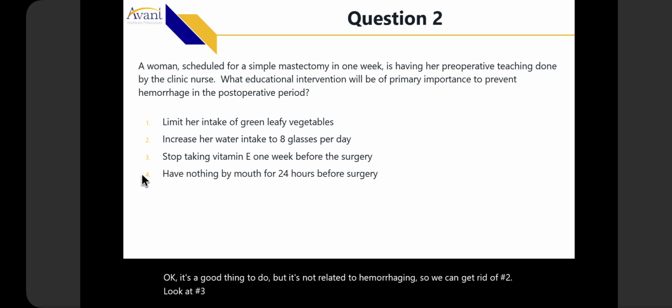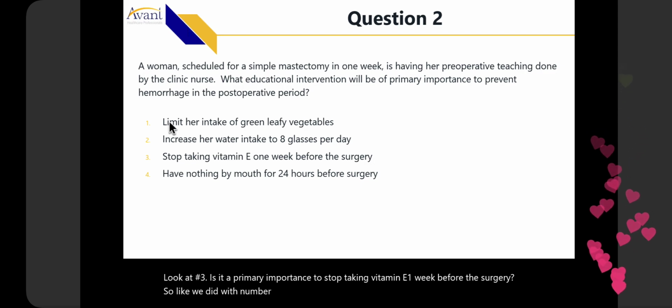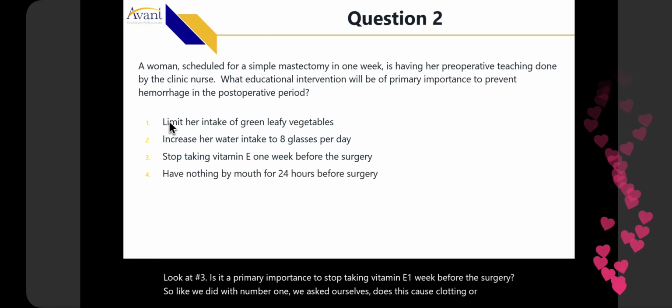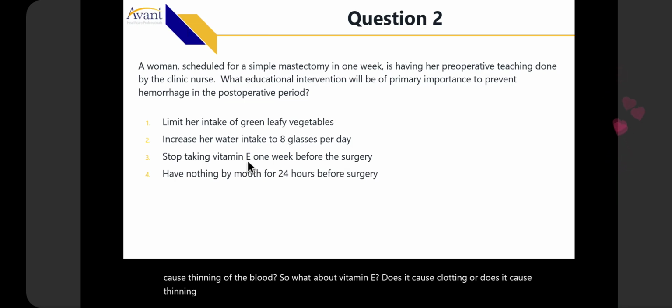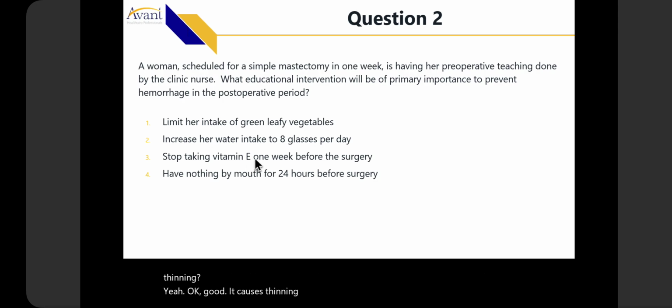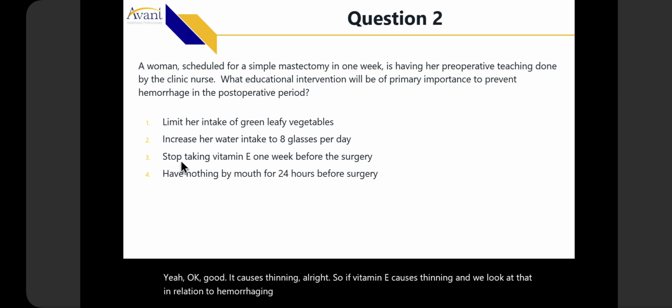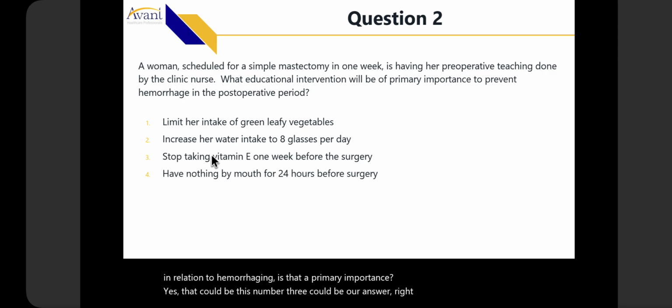All right, look at number 3. Is it of primary importance to stop taking vitamin E 1 week before the surgery? Okay. So, like we did with number 1, we asked ourselves, does this cause clotting or does this cause thinning of the blood? So, what about vitamin E? Does it cause clotting or does it cause thinning? Yeah. Okay. Good. It causes thinning. All right. So, if vitamin E causes thinning, and we look at that in relation to hemorrhaging, is that of primary importance? Yes, that could be. This number 3 could be our answer, right? That's probably a very good answer, all right?